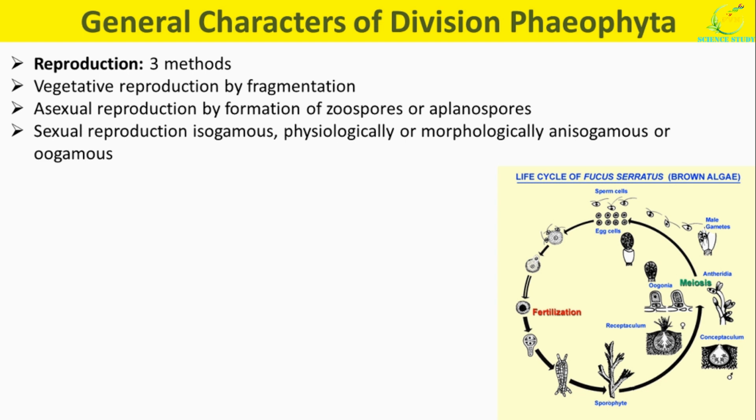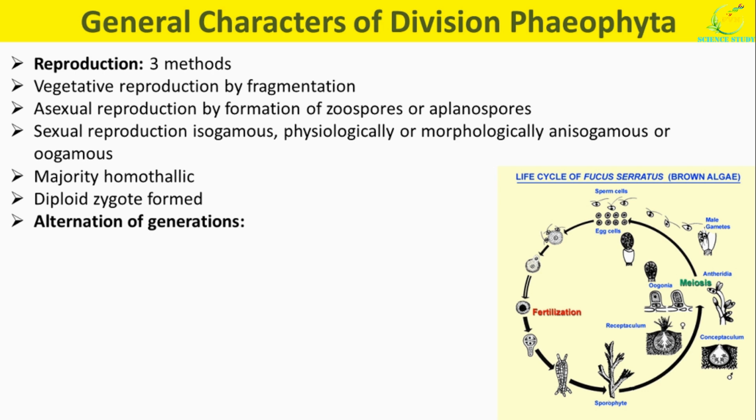Sexual reproduction in Phaeophyta is isogamous, physiologically or morphologically anisogamous, or oogamous type. Majority of the species of Phaeophyta are homothallic. In isogamous reproduction, the fusing gametes are identical in size, shape and structure. While in physiologically anisogamous reproduction, both the gametes are similar in size but they behave differently. The male gamete antherozoid fuses with non-motile female gamete egg and zygote is formed, which is diploid in nature as a result of sexual reproduction.